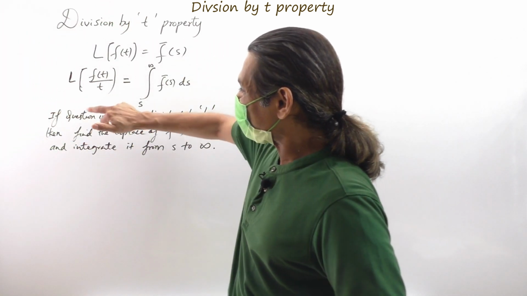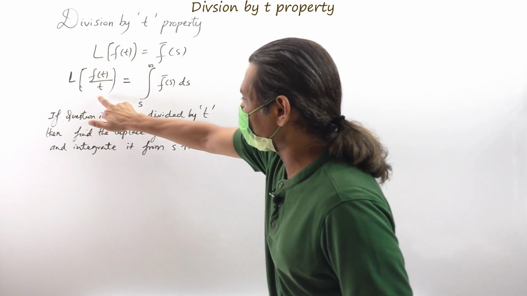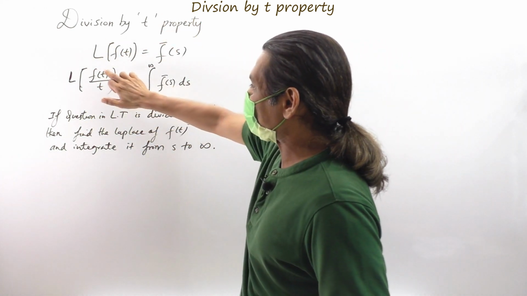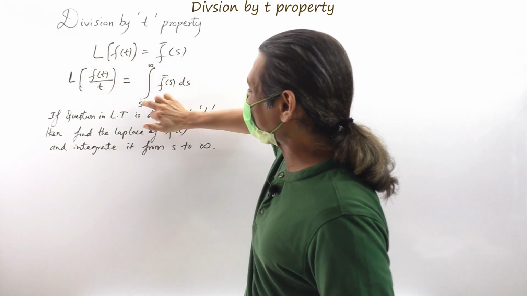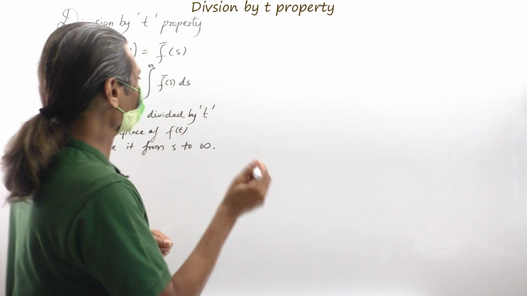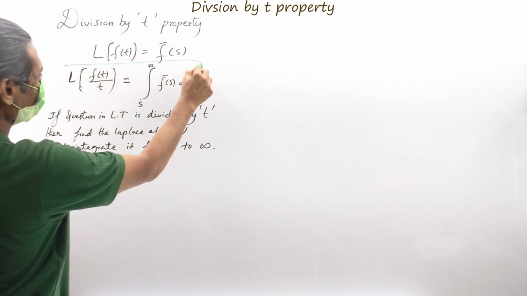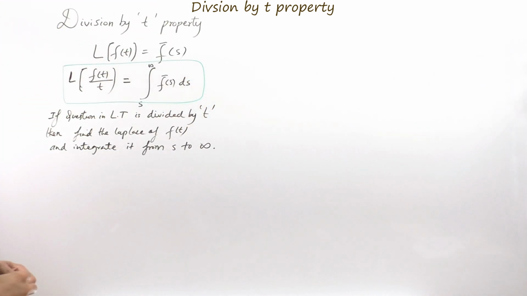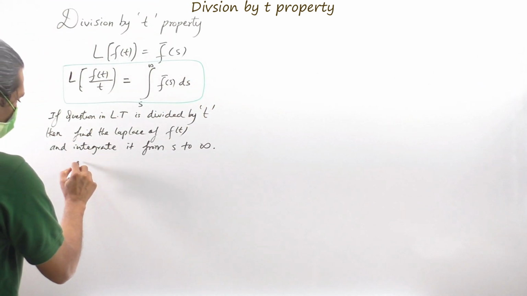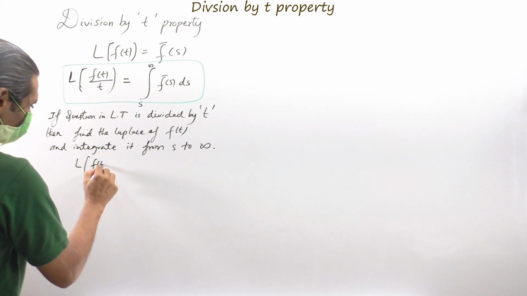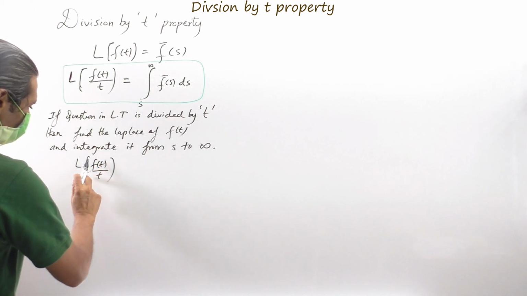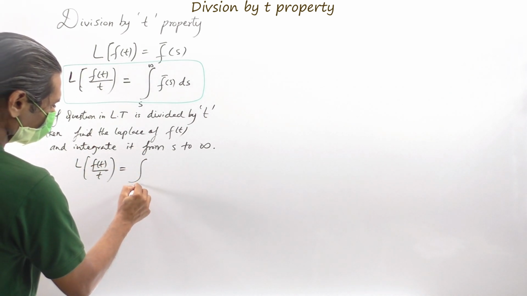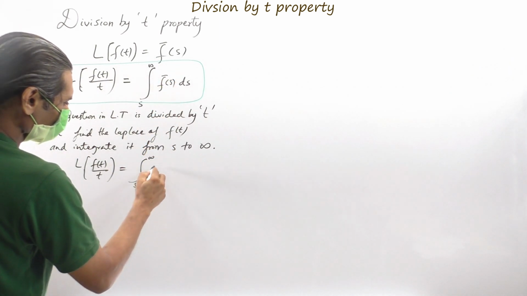So, what does it say? If any question in Laplace transform is divided by t, then find the Laplace of f of t, that is f bar s, and integrate from s to infinity. This is the division by t property. I can also write this as Laplace of f of t by t whole divided by t is equal to, for you to understand, integration from s to infinity, f bar s.